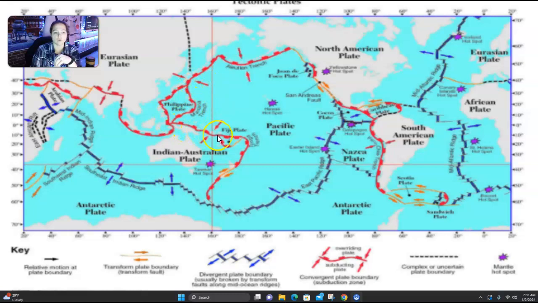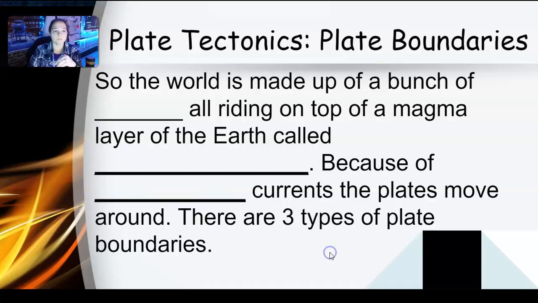But I do want you to indicate the difference, like the blue for the divergent plates, orange for the transform, and red for the subduction plates. You can leave the complex or uncertain plates black, and that's totally fine. And like I said, the mantle spots, I would like you to please do them in a different color besides the 3 colors we see right there.